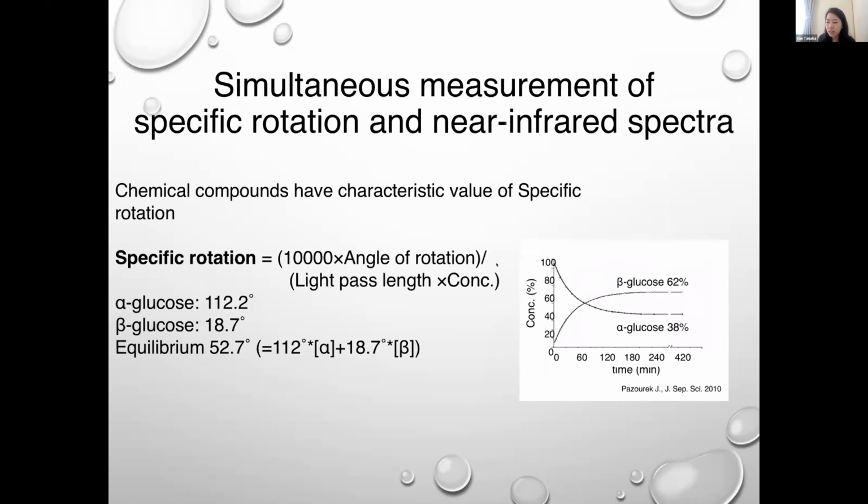Next, for detailed analysis, I measure the specific rotation and near-infrared spectra simultaneously. Chemical has characteristic values of the specific rotation. Alpha glucose show 112, beta glucose is 19, and the equilibrating solution of glucose is 52.5. As shown in the right panel, glucose solution is equilibrating in about 3 hours when the solution was prepared with pure alpha glucose. When you see the proportion of anomer in the solution at the time by measurement of the optical specific rotation.